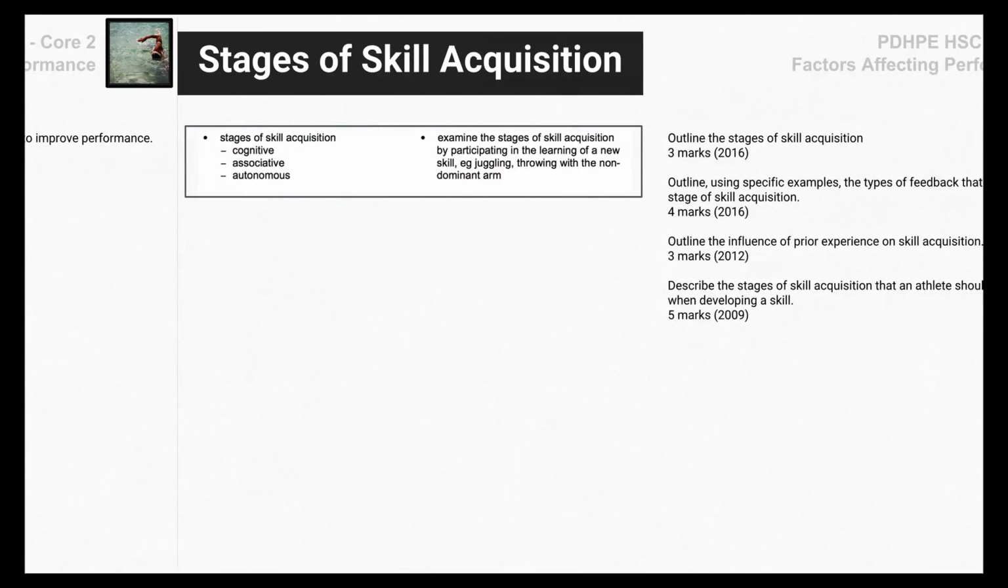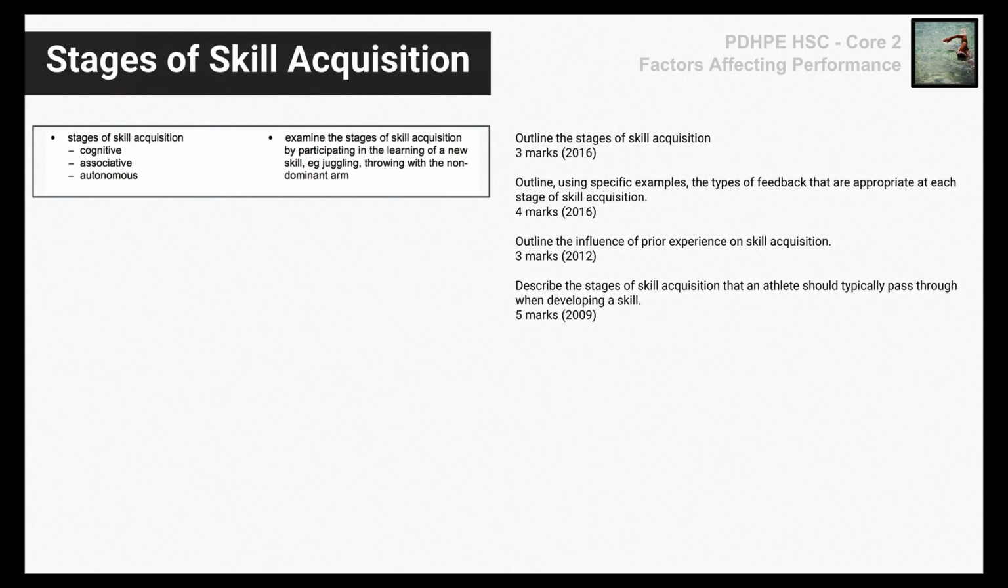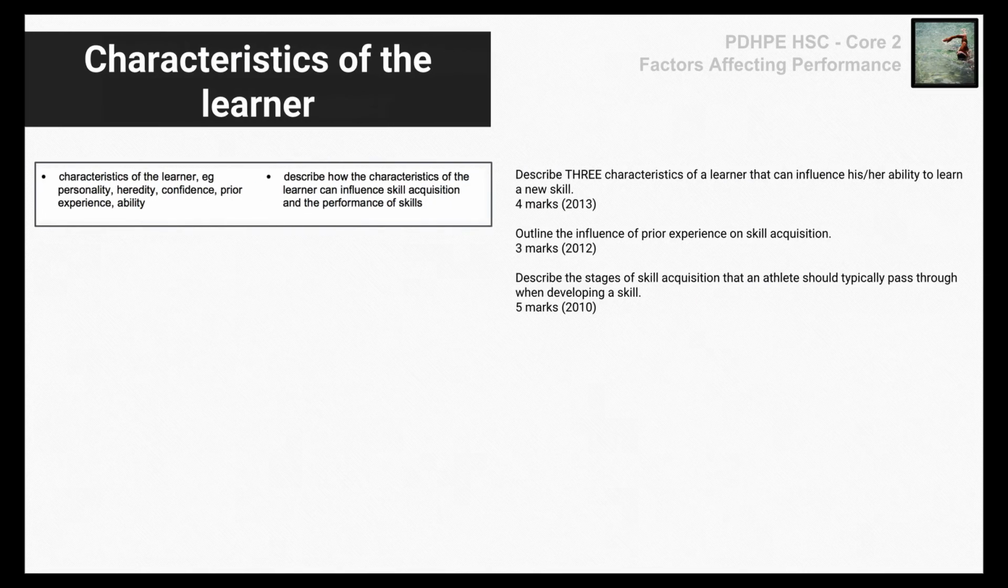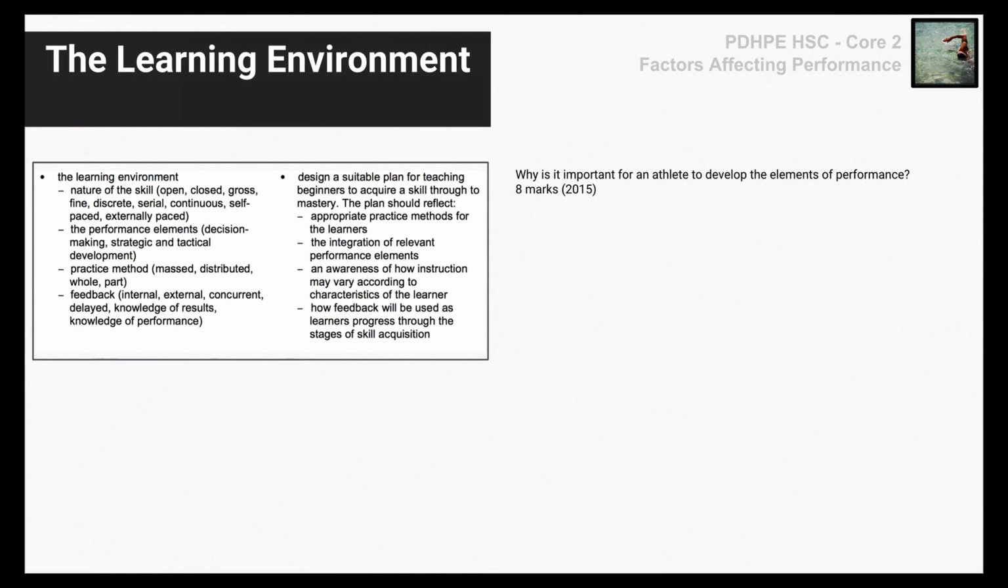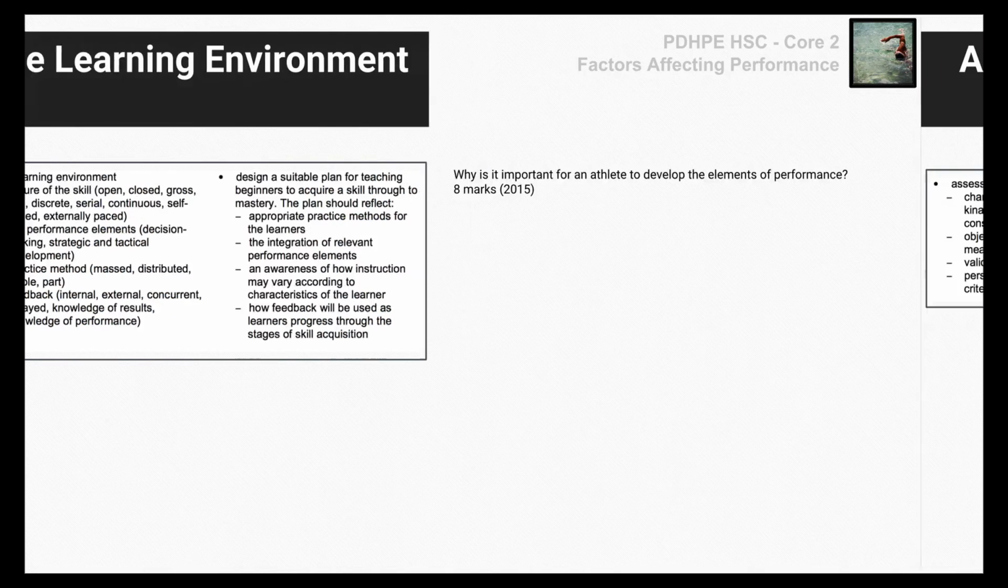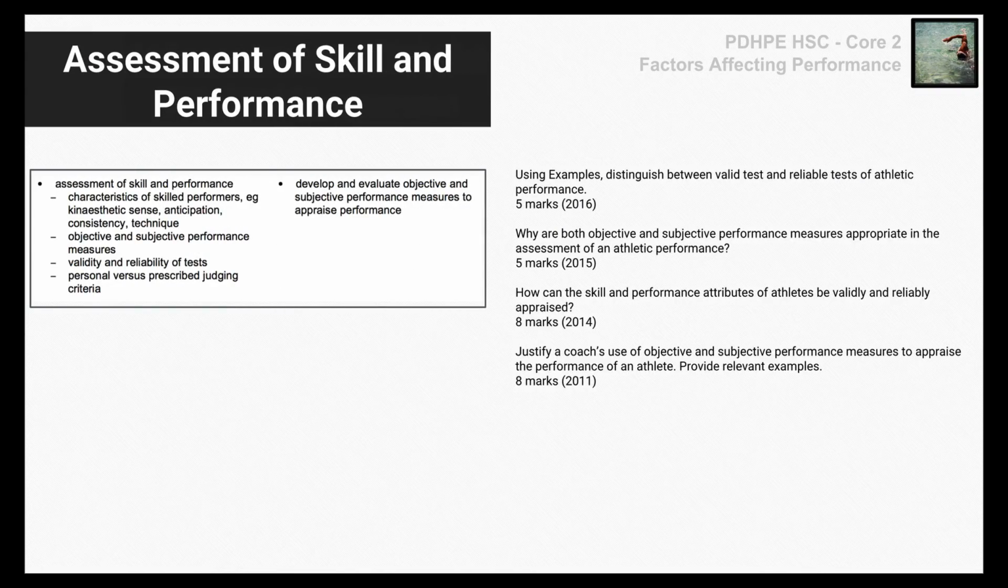Skill acquisition has been a common area of questioning, where they have focused on outline as a glossary of terms, whilst the characteristics of the learner dot point follows the syllabus very closely. The learning environment has only attracted one previous 8-mark question, despite a lot of content in this dot point. And finally, the last dot point on assessment of skill and performance has been common. It has seen a number of high mark questions. There is a lot of specific content to learn and understand, so care must be taken when studying this dot point.